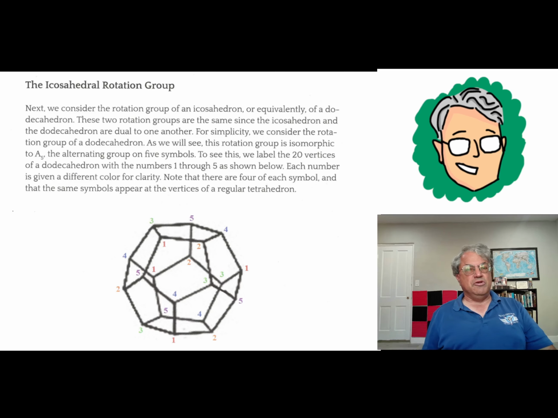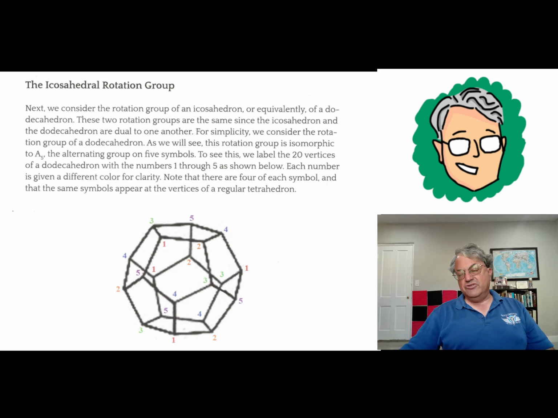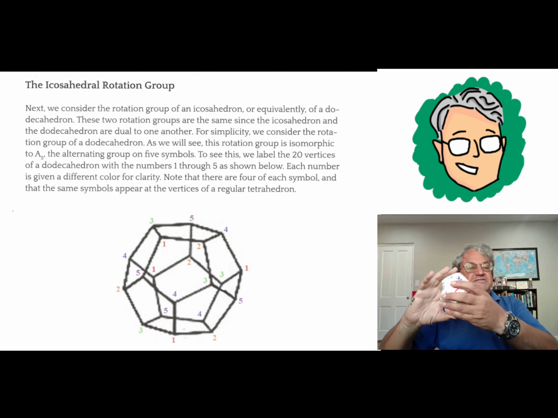We're using each number 1 through 5 exactly 4 times, and I colored them on my icosahedron the same way I did in my book for my dodecahedron. There's 1 number of each color: red, green, blue, and purple. I think in my book I use red, orange, green, and blue. But it doesn't really matter. I'm using 4 different colors. So I think it's probably going to be easier for me to demonstrate with the icosahedron.